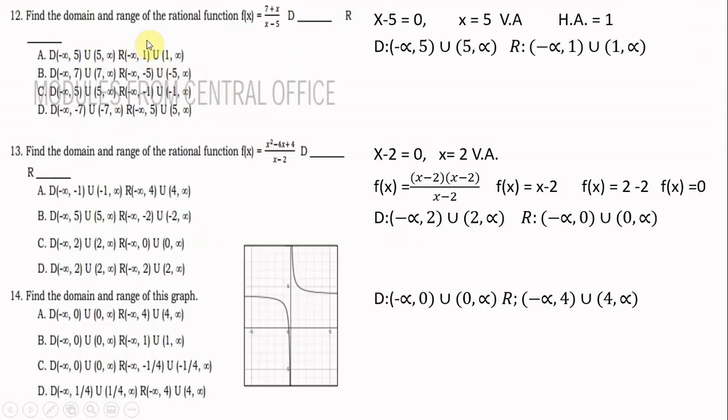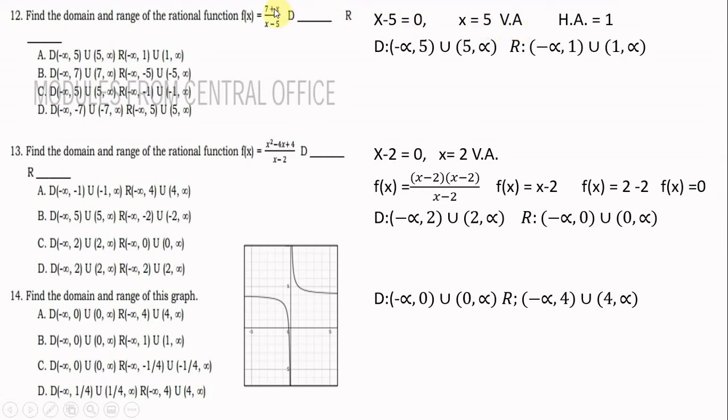Number 12, find the domain and range of the rational function f of x equal to 7 plus x over x minus 5. To find the domain is to find its vertical asymptote. Equate this denominator, x minus 5, to 0. So x equals 5. So that is the vertical asymptote.